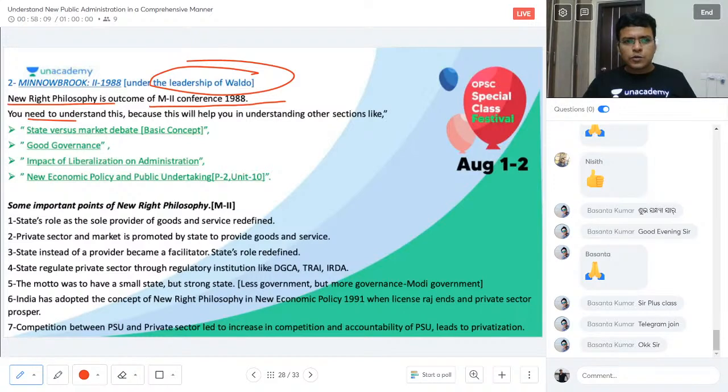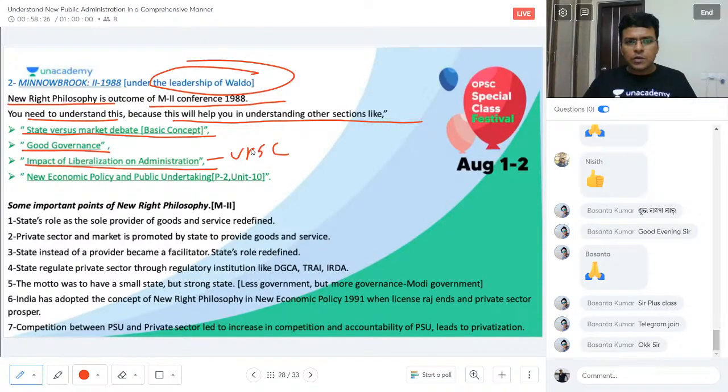Okay, you need to understand this because this will help you understand other sections, like, just I am giving you a brief, the state versus market debate, which is in basic concept, the concept of good governance, the impact of liberalization on administration. It is given in the UPSC syllabus, but OPSC can ask questions. Many times I have found that OPSC sometimes asks questions from UPSC.